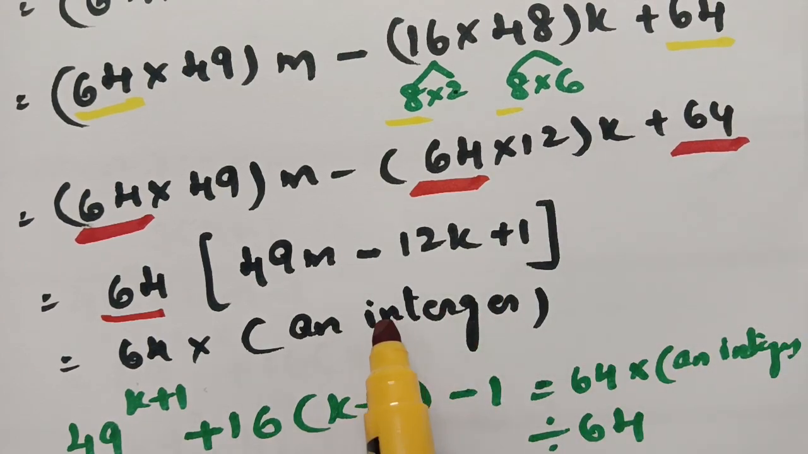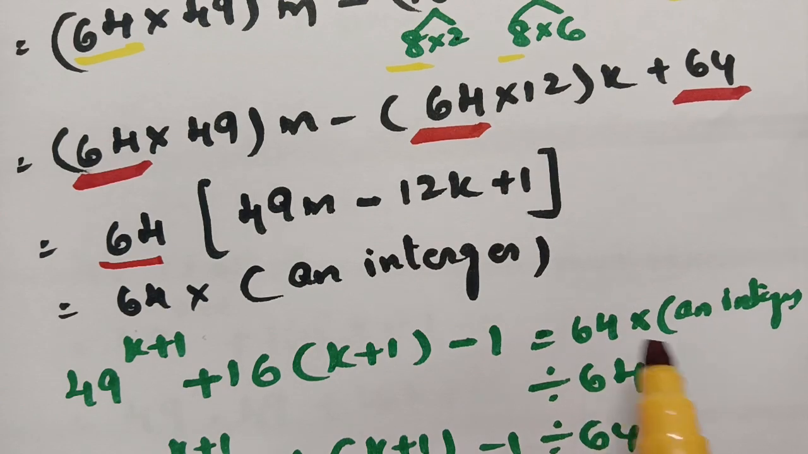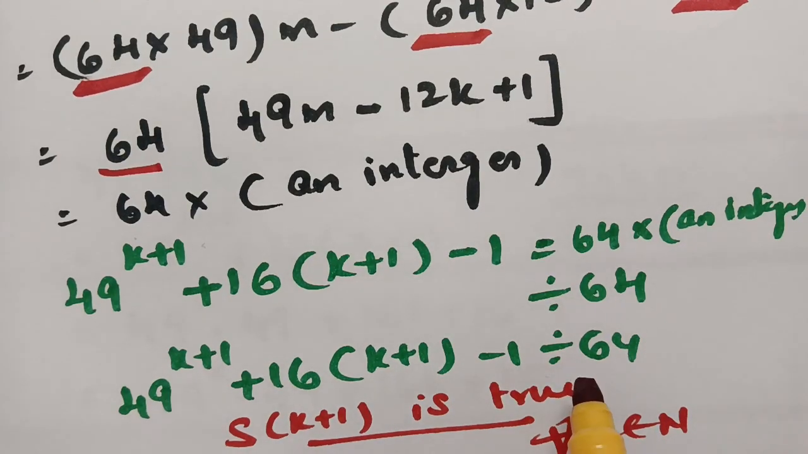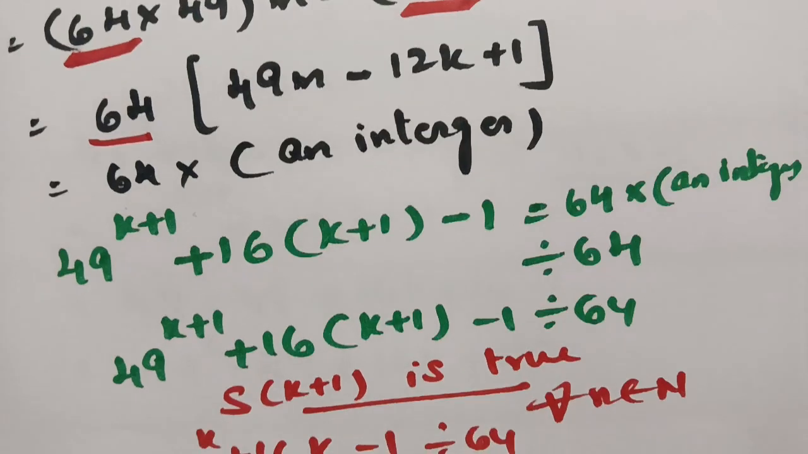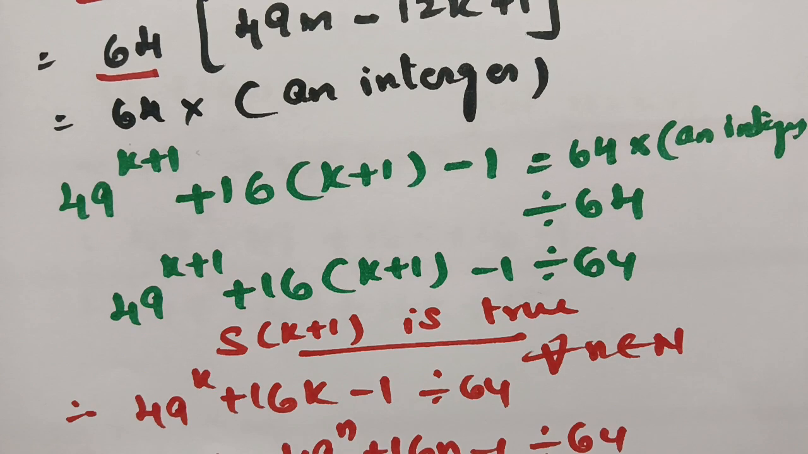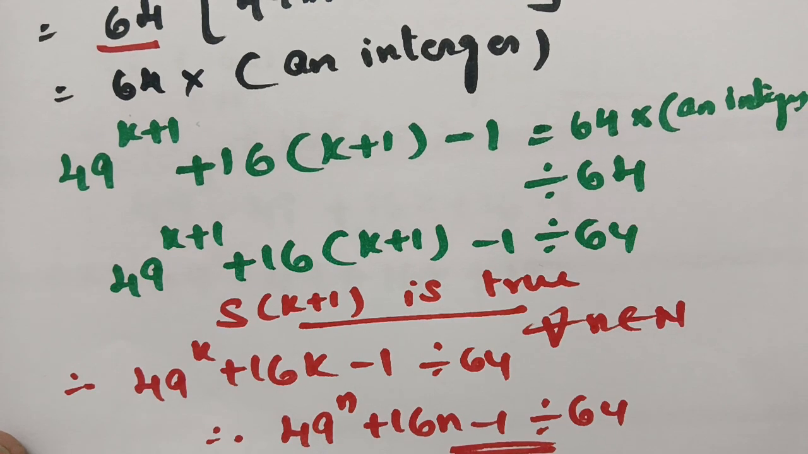So which is again an integer. This is the multiple of 64, therefore this whole thing is divisible by 64, and therefore this is what is asked to show. So it is true for n is equal to k plus 1. If it is true for n is equal to 1, 2, 3, k plus 1, therefore it is true for any natural number, and therefore the given statement is true according to the mathematical induction. So this is how you have to solve. This is the most important question. So if you follow this, you can do any problem of this kind.